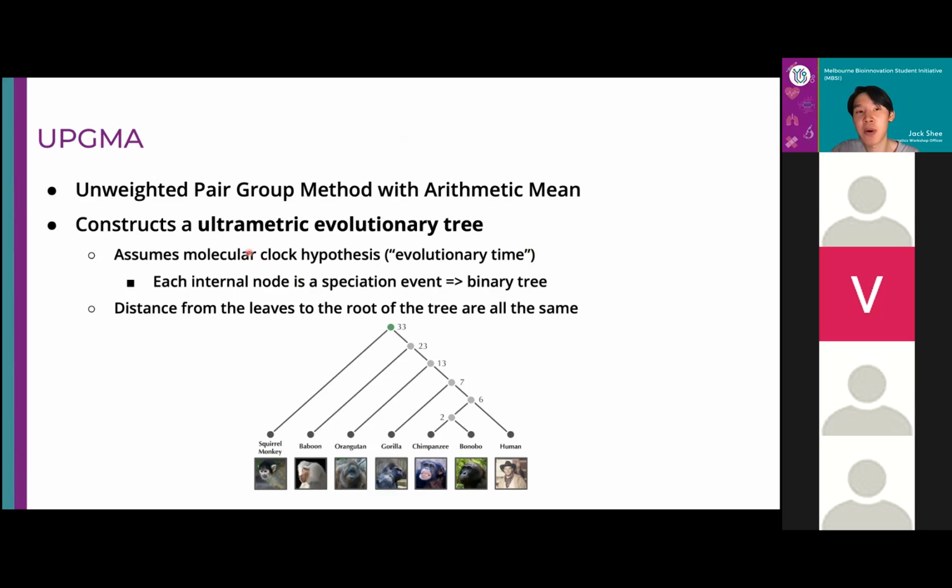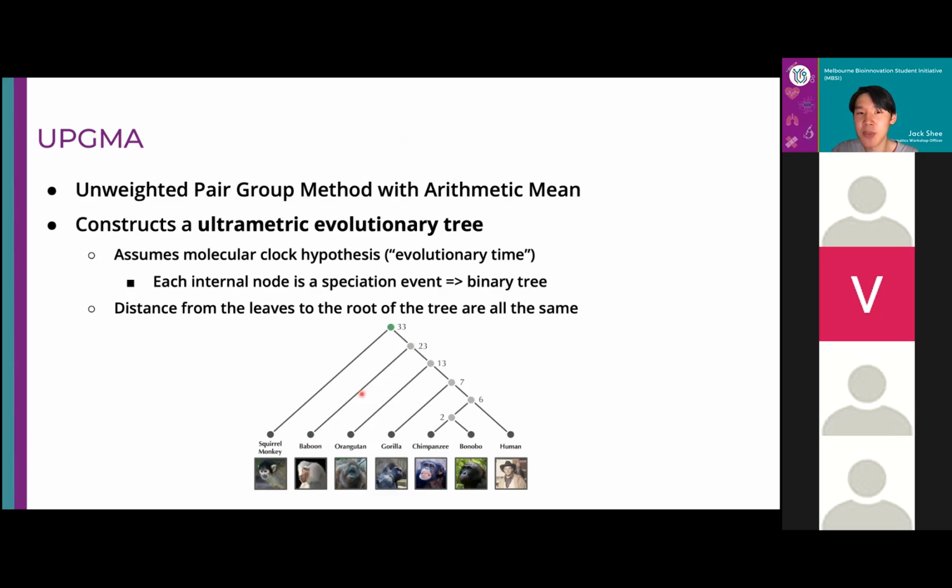More importantly, I want you to remember that UPGMA is all about constructing an ultrametric evolutionary tree. So what does this mean? This basically means that it contains some strong assumptions about what this tree actually describes. Firstly, it assumes this thing called the molecular clock hypothesis. So, a clock is kind of like a reference. And for the molecular clock, this is our reference of evolutionary time. When we make this hypothesis, we assume that throughout all time, all sequences evolve at the same rate. So everything is constantly evolving at the same rate.